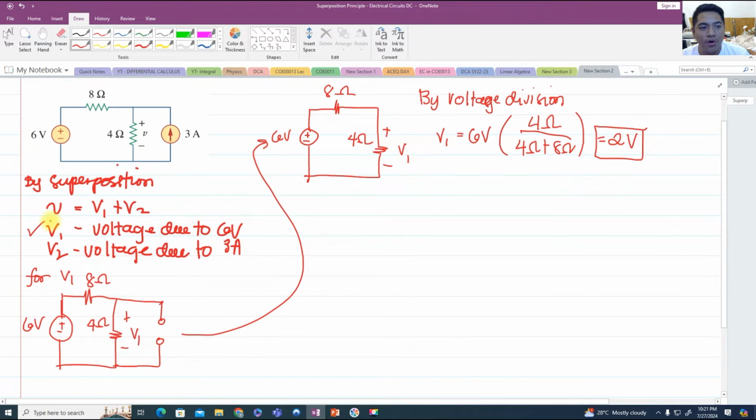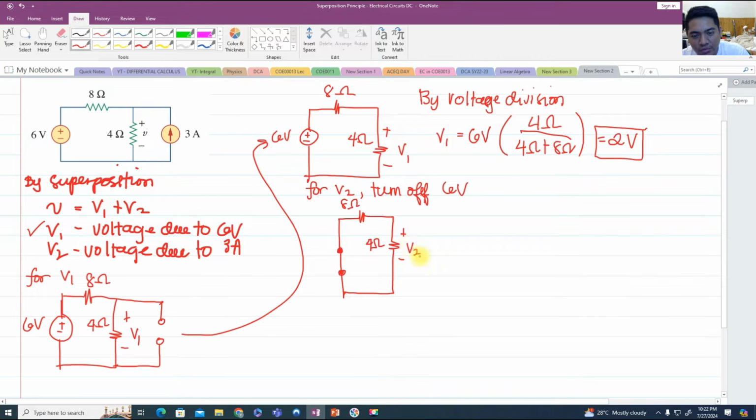For V sub 2, we turn off the 6 volts. Since this is a voltage source, I will replace it simply with a short circuit. So I have 8 ohms here, and I have 4 ohms here, and the effect would be V2. Then I have my current source here, so as you can see, I have my 3 amperes here.